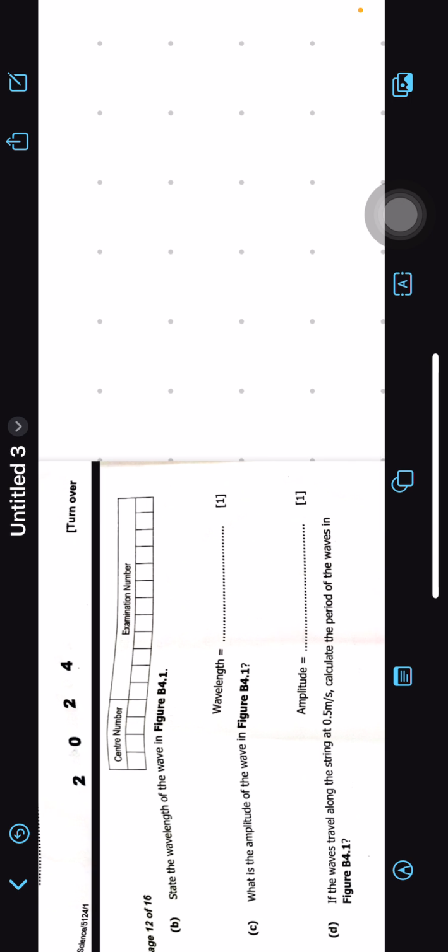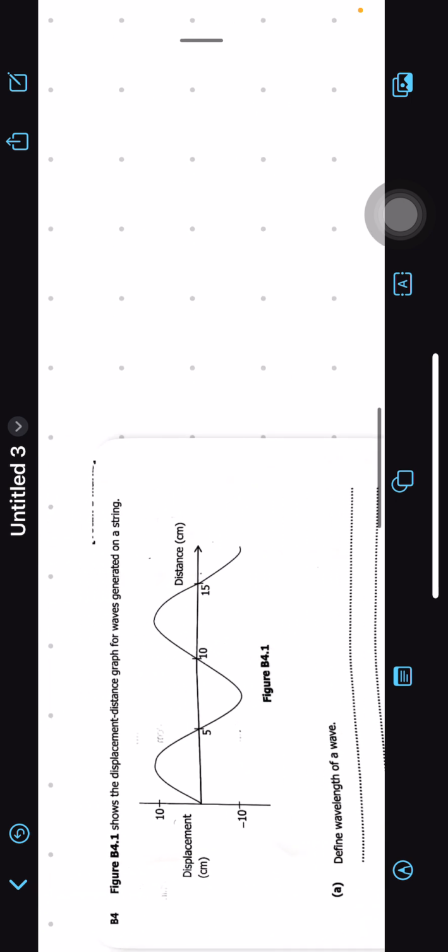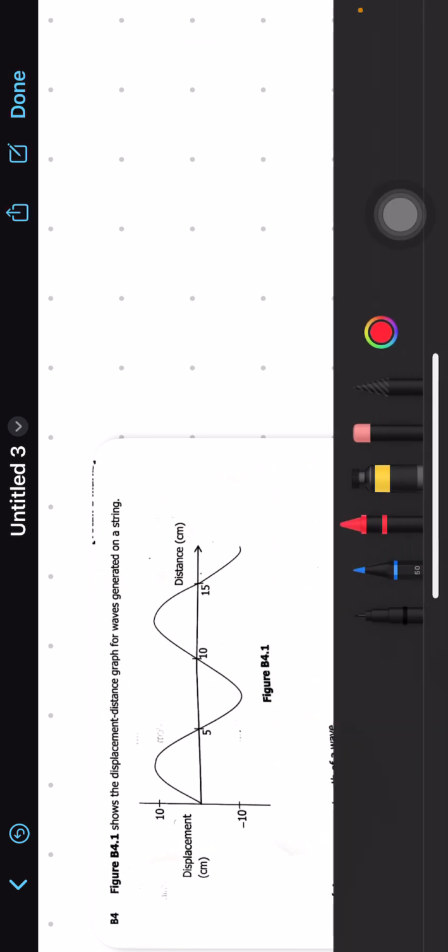What is the amplitude of the wave in the figure above? So we are on C. So the amplitude, how do you determine the amplitude? Okay, so the amplitude is the maximum displacement of the wave from its resting position. So from the resting position here up to 10 there, that is the amplitude.